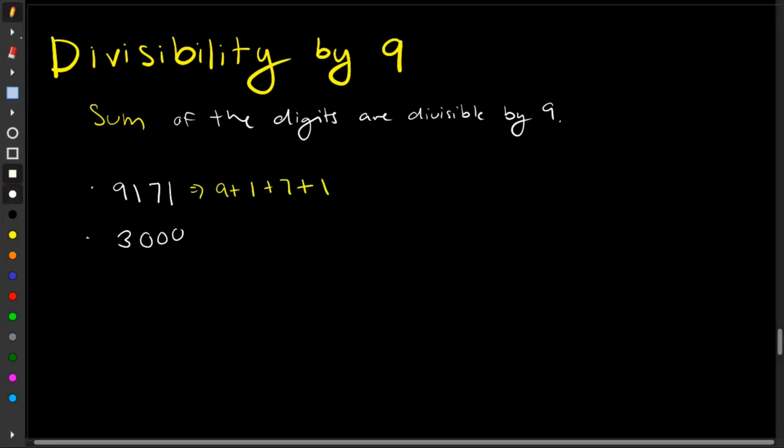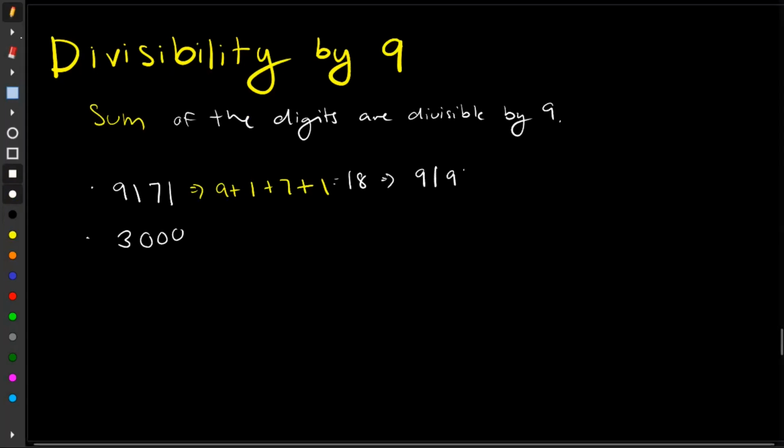So that would give us 9 plus 1 is 10, 7 plus 1 is 8. So 10 plus 8 is 18. So this is 18. So clearly this is divisible by 9. It's 9 times 2. So we have 9 divides 9,171.